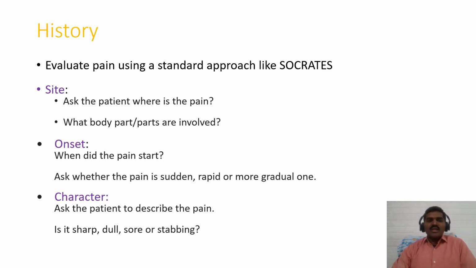Let the patient describe the pain, whether it is sharp, dull, sore, or stabbing. As you know already, if it is a somatic pain, it will be sharp and properly localized. If it is a visceral pain, it will be dull and poorly localized. Hence, you can differentiate between somatic and visceral pain. When the patient is having visceral pain, he is in fact having a more serious disorder, and you need to be very aggressive in your management.